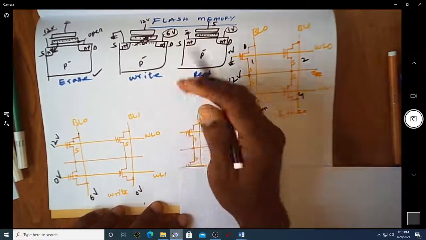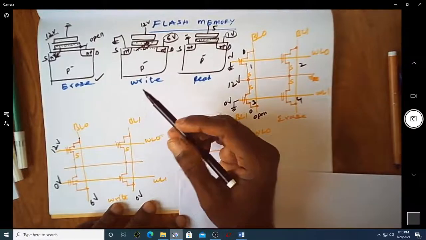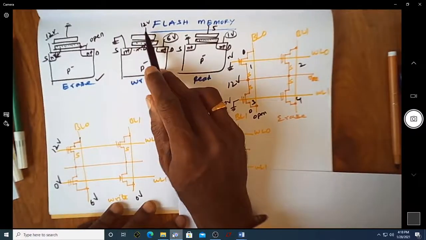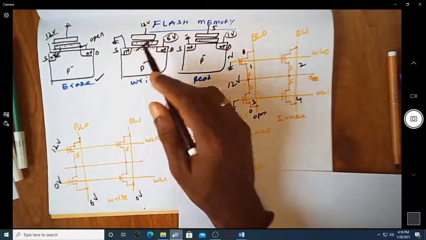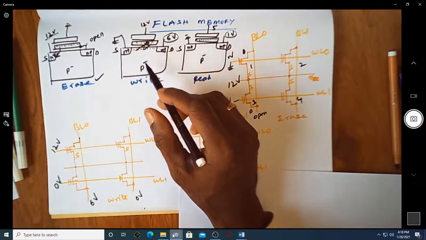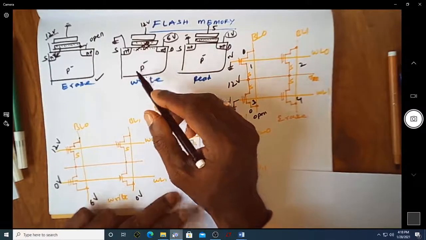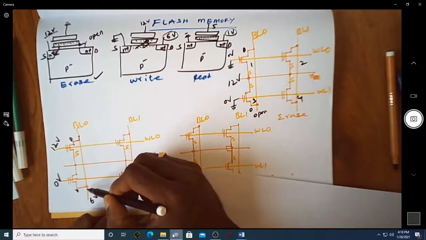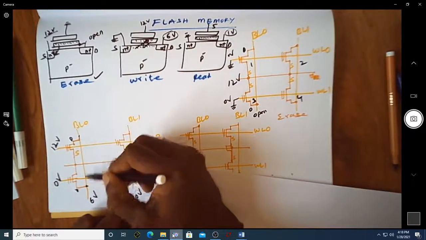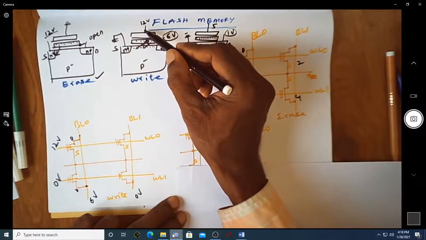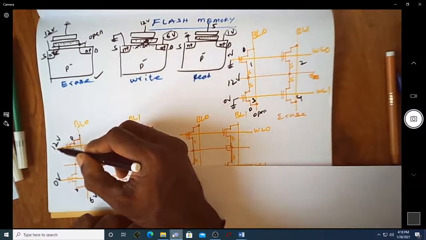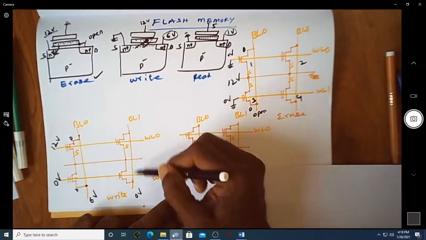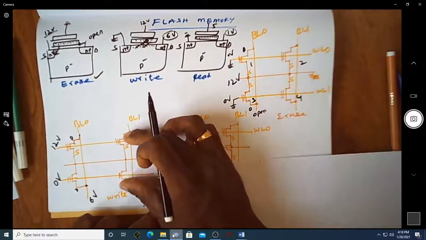If I do this, you can notice that a particular transistor, whose source, drain and gate have these voltages, is the only one that will have an enhanced threshold voltage. This is the drain, and the drain is connected to 6 volt, and the gate is connected to 12 volt. These two drains are getting 6 volt and these two drains are getting 0 volt, so these two are not considered now.